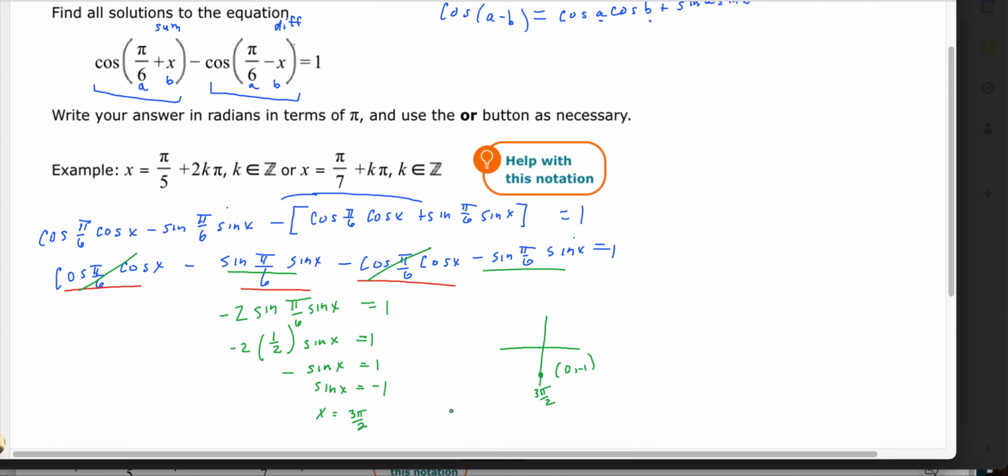And then again, this is asking you for all solutions, so we want to think we could continue to go around and around and around. So we would add 2 pi to get to another solution forever. So we would just say plus 2k pi, where k is an integer. And that's the way we say that.